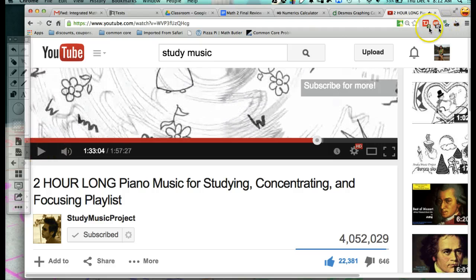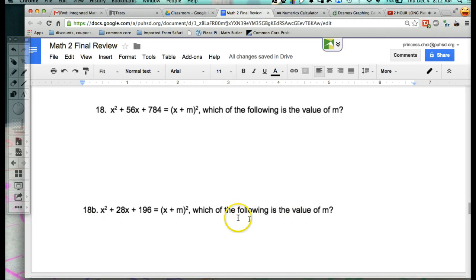Okay, so let's go back. Here's the first question that we have to copy: x squared plus 56x plus 784 is equal to (x plus m) squared. Which of the following is the value of m?